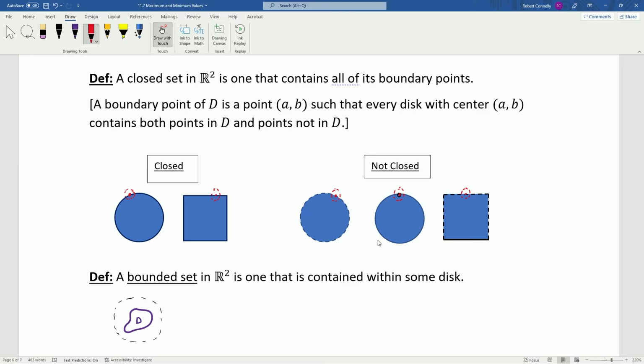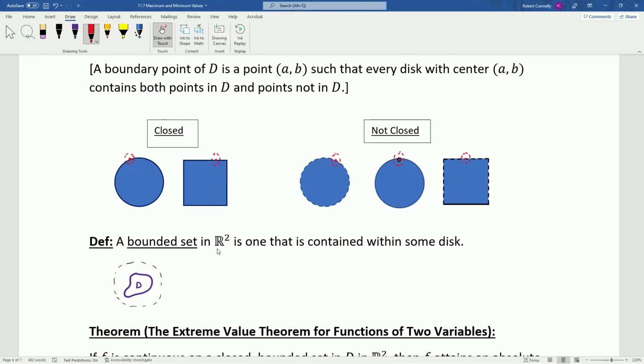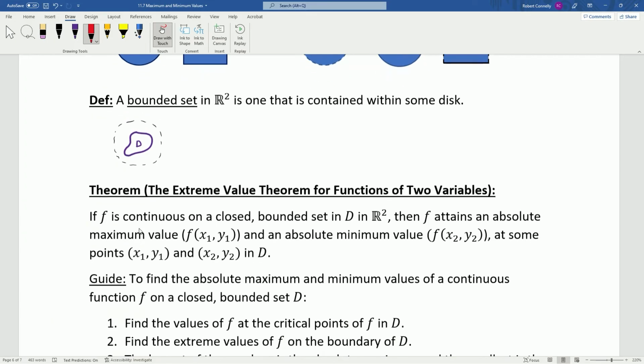Now in this case, most of this curve is included, but we had a hole here, and at this boundary point, it was not included in the region D, so this is not closed. And here we've got 3 of the sides of the square are not included, so these boundary points are not in the set, and hence this is not closed. So hopefully that makes some sense. And another definition, a bounded set in R2 is one that is contained within some disk. So all that really says is a set is bounded if we can draw a circle around it. So pretty simple definition.